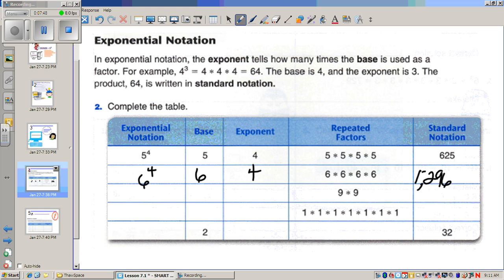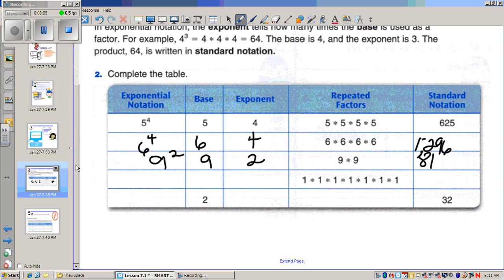Okay? 9 times 9. Again, exponential notation. 9 to the what power? How many 9's are there? I see 2. So I would put a 2 here. Again, my base is 9. My exponent is 2. So 9 times 9 is 81. Hopefully that makes sense to you. I'd like you to finish those last two for me, and bring those in.